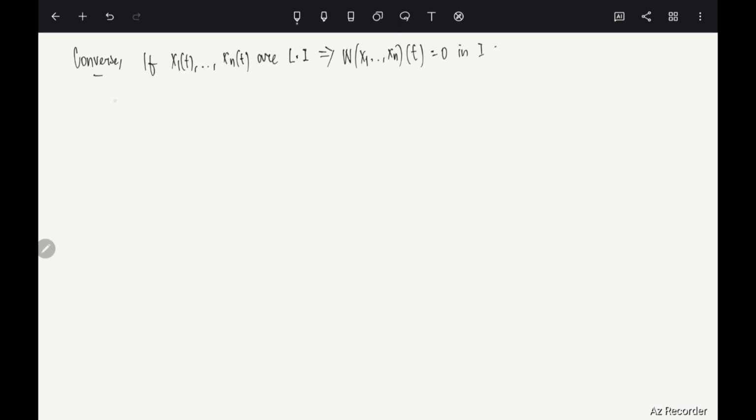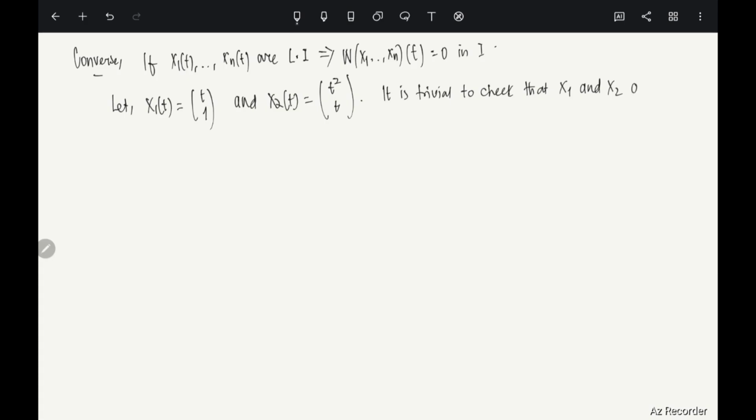Let x1(t) be (t, 1) and x2(t) be (t squared, t). Now, it is not difficult to see that x1(t) is not a constant multiple of x2(t), and definitely they are not linearly dependent. So hence it is linearly independent. That is trivial to check, that x1 and x2 are linearly independent.